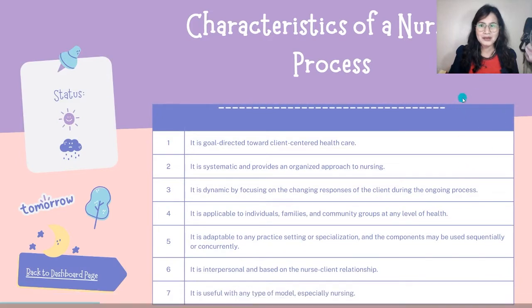The following are the characteristics of a nursing process. First, it is goal-directed and toward client-centered healthcare. Second, it is systematic and provides an organized approach to nursing. Third, it is dynamic by focusing on the changing responses of the client during the ongoing process. Fourth, it is applicable to individuals, families, and community groups at any level of health.